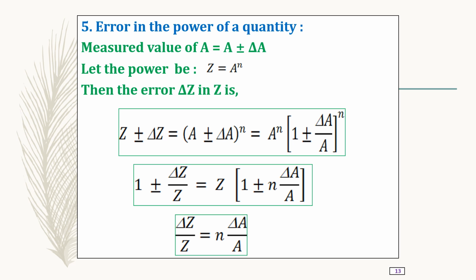By using 1 plus x the whole power n is equal to 1 plus nx, neglecting all the other terms. Dividing both sides by Z, we'll get 1 plus or minus delta Z by Z is equal to 1 plus or minus n into delta A divided by A. So we'll get delta Z by Z is equal to n into delta A divided by A. This shows that the fractional error in the nth power of the quantity is n times the fractional error in that quantity.